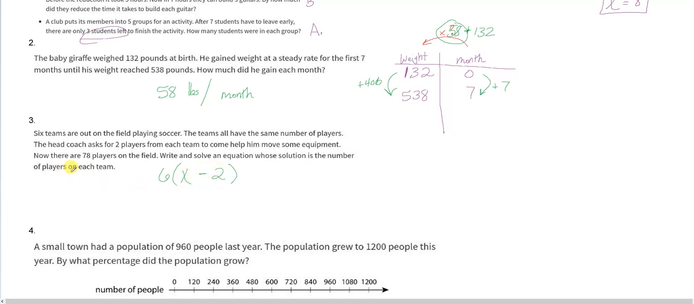So X represents players on each team. That's what X is representing here. And then after that happens, there are 78 players left over. So boom, there's our setup. If 6 groups of X minus 2 is 78, then one group would be 78 divided by 6, which is 13, which means that every team has 15 players on it, because 15 minus 2 is 13. So X is 15. So 15 players per team. There we go.